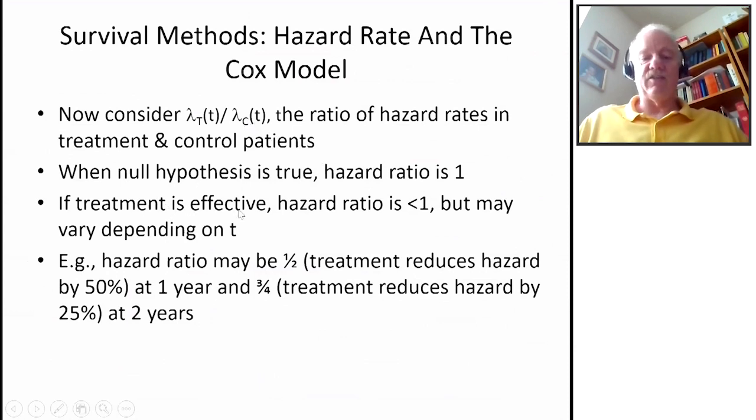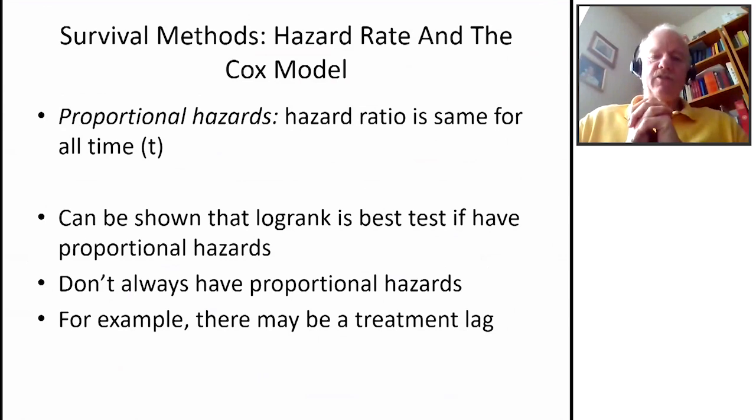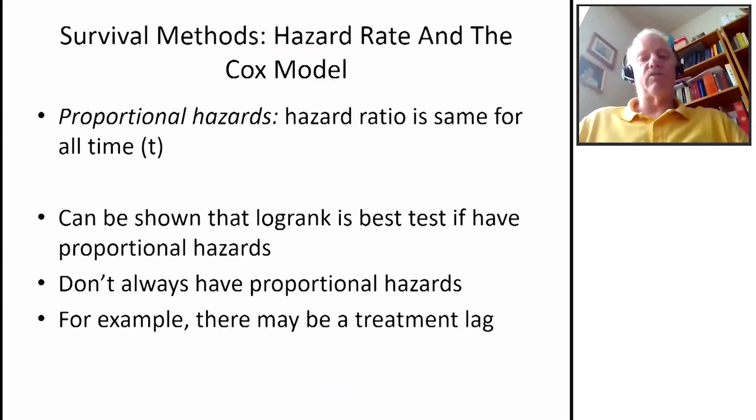On the other hand, if treatment is effective, then we would expect to see a hazard ratio less than 1, smaller hazard in the treatment group, but the hazard ratio might vary depending on time. Here's an example where it varies by time. The hazard ratio might be 1/2, that is, we're reducing the hazard by 50% at 1 year, and 3/4, so that means we're reducing it by 1/4 or 25% at 2 years, let's say. So this would be an example where we don't have proportional hazards. We don't have the same hazard ratio at 1 year versus 2 years. The proportional hazards assumption is that we do have the same hazard ratio for all time.